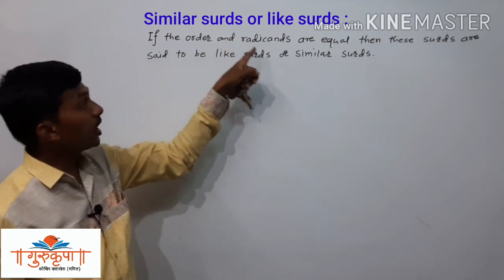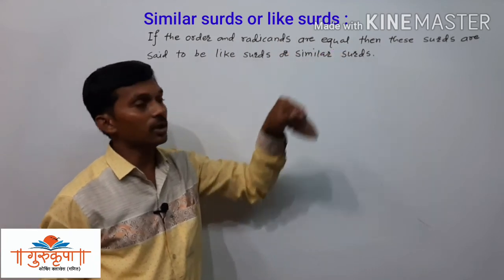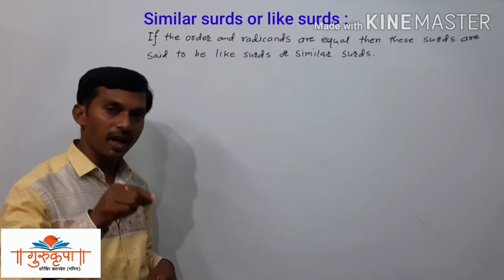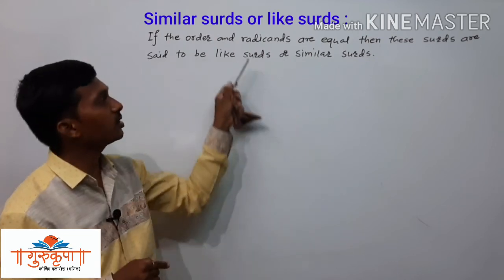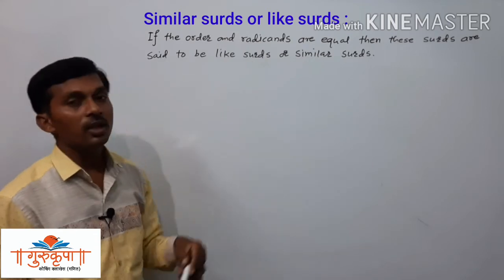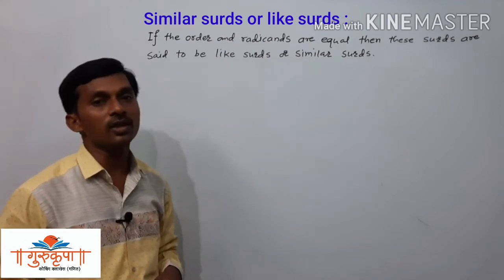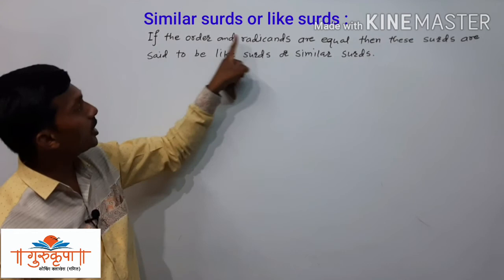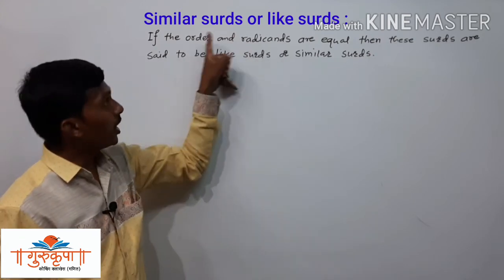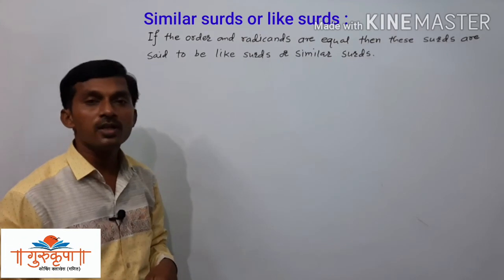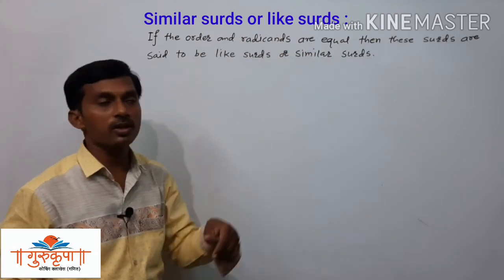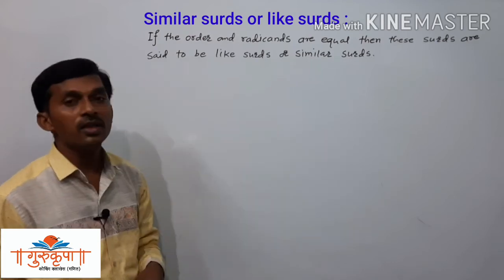If the order and radicands are equal. If the order of the given surds and the radicands of the given surds are equal, then these surds are said to be like surds or similar surds. It is very important. Order and radicands should be the same. And if the order and radicands are the same, then they are called similar surds.